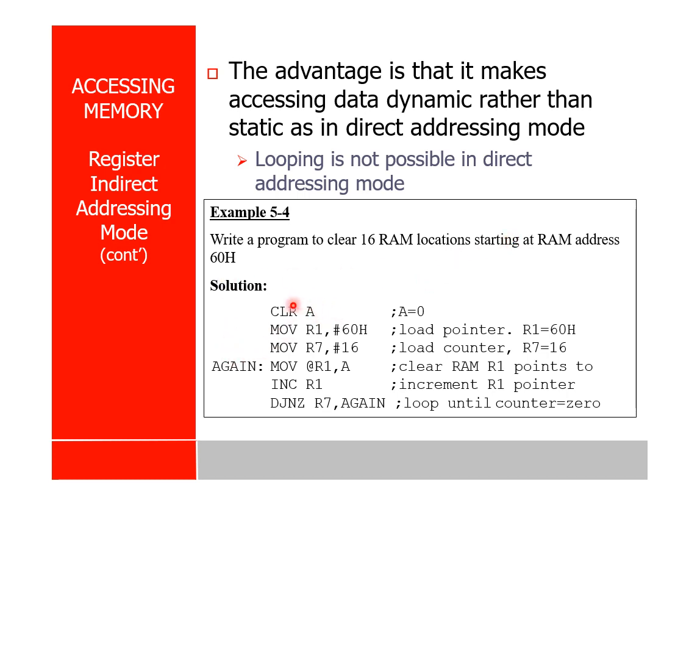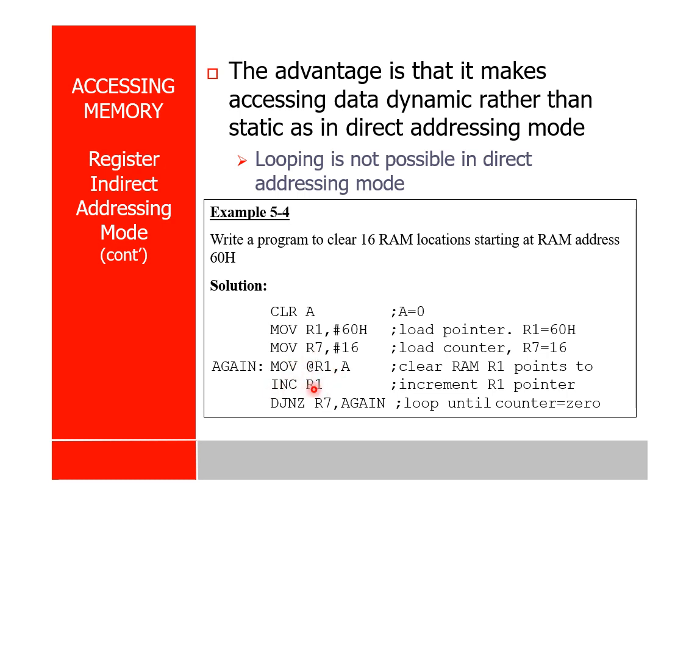So what you are doing, first make accumulator 0. Then in R1 you are putting 60H and R7 you are making 16. Now MOV @R1, A. What is @R1? Memory location 60. Okay, A will be going. What is A? 0. So memory location 60 will now be 0.